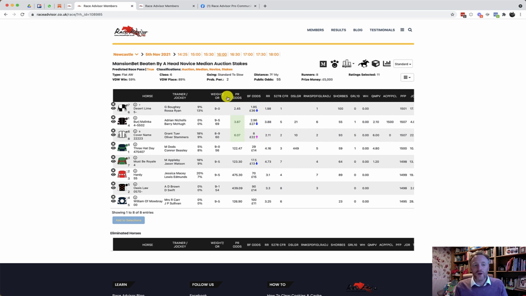So Desert Lime we can kind of understand a bit why it's there and it's short, but possibly wouldn't take it at 1.85. Cover Name at odds of 8 seems to be offering great value, and I'd probably be looking at Cover Name, just jumped up to 9.4, in some sort of 80-20 or a place bet situation.